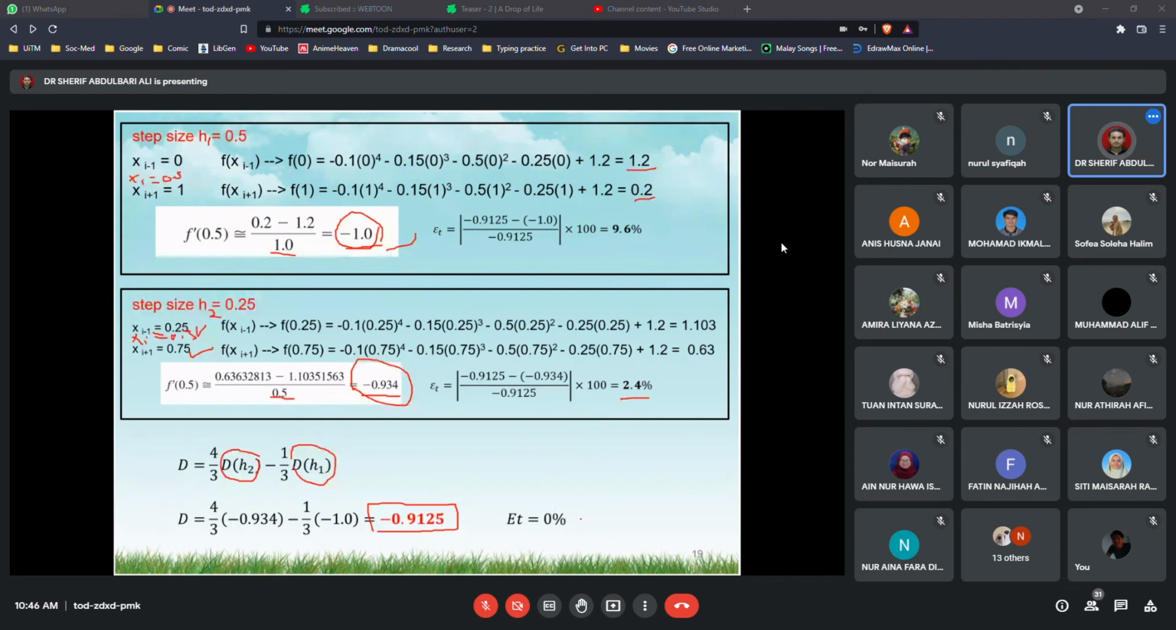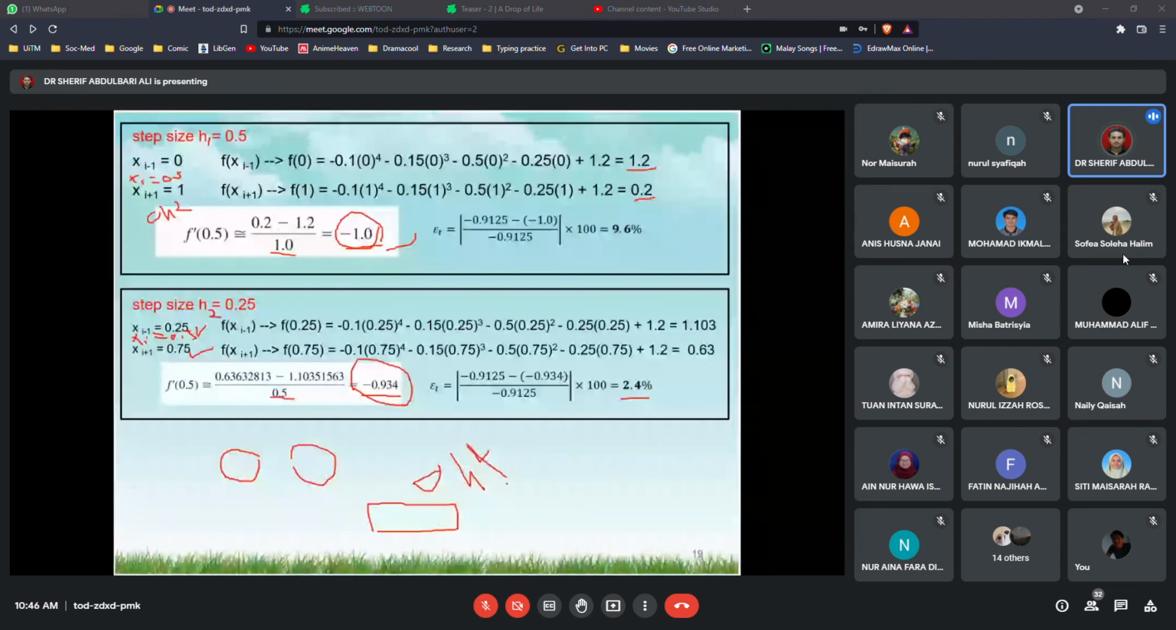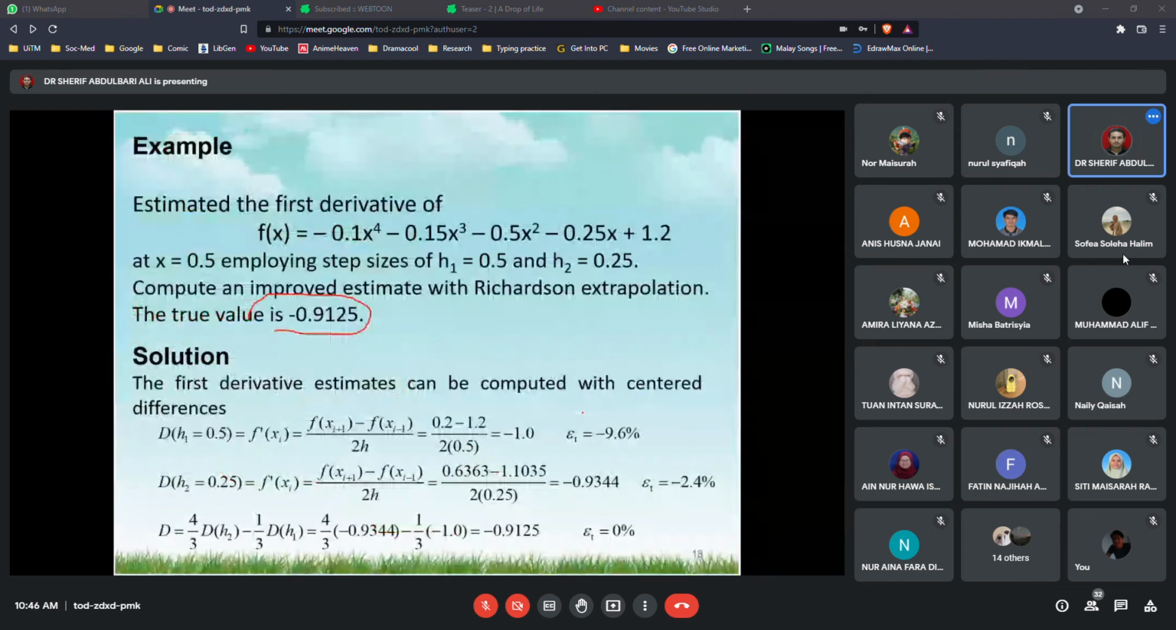So now what did we apply? We applied the equation of O(h²), but we are at the end of O(h⁴). Okay. And this is the full answer of the example in here.